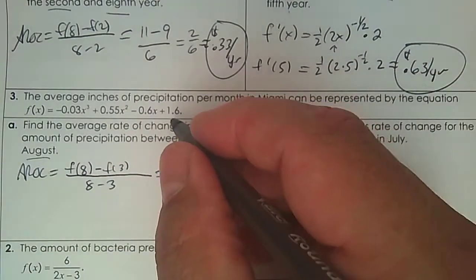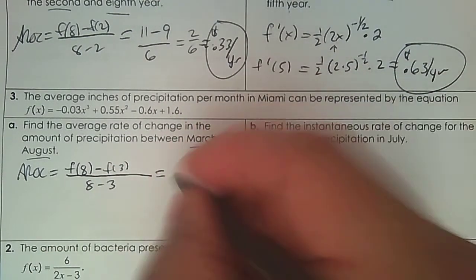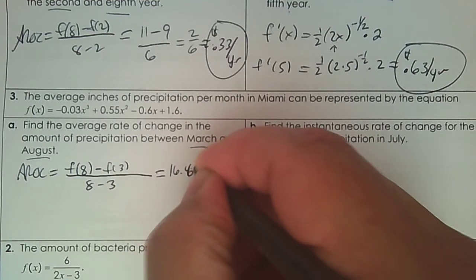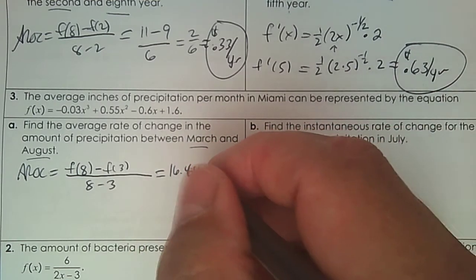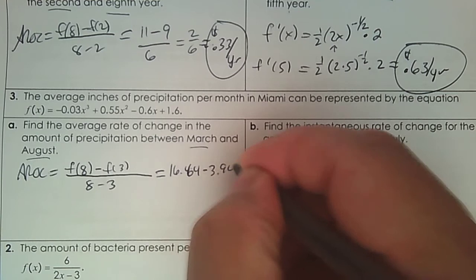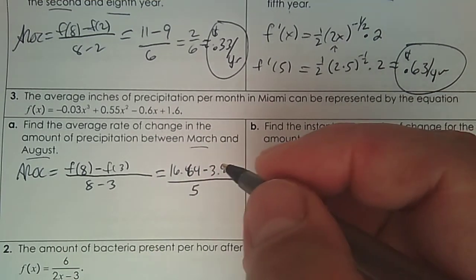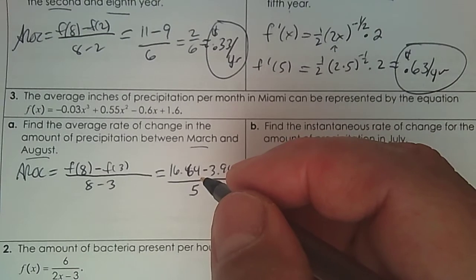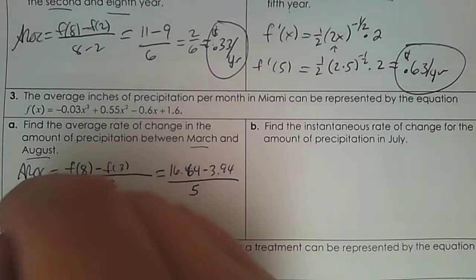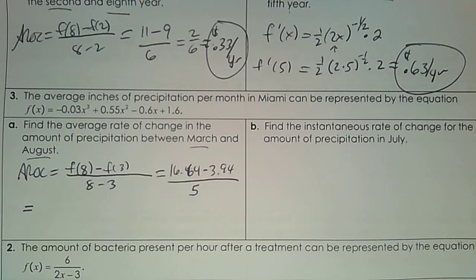So plug in 8, by all means use a calculator, that's 16.64. Plug in 3, and you get 3.94. And then divided by 5. I'm looking at an answer key here from the person who did it, but sometimes the answer key is wrong. So as I'm going on, I'm fact-checking to make sure that it was done correctly. So this one, I'm going to trust that it's done correctly.